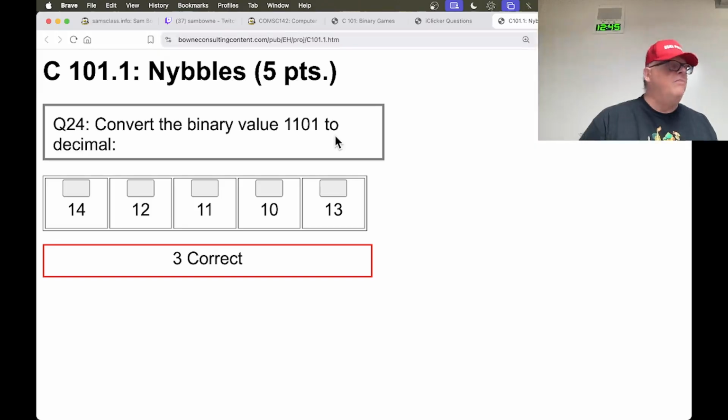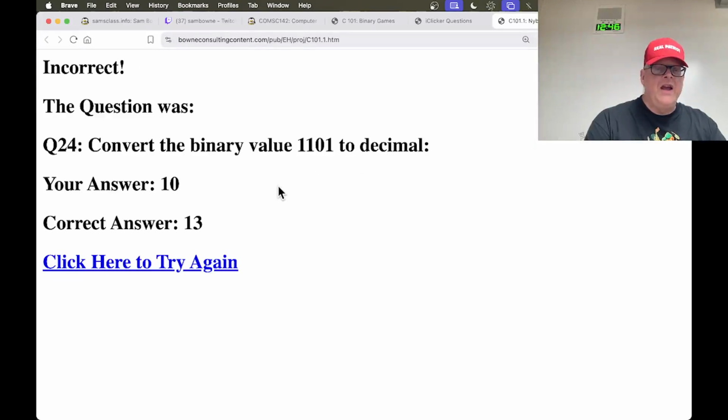All right, how about this one? It's not 11. It's 13, because you have 1, you don't have 2s, plus 4 plus 8. So this is 12, and 1 more is 13. I'm going to get this one wrong so I don't reveal the flag, but we'll go back. The correct answer to that one is 13.